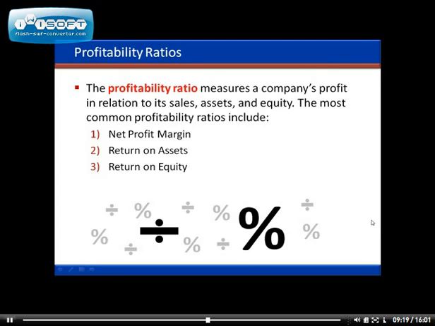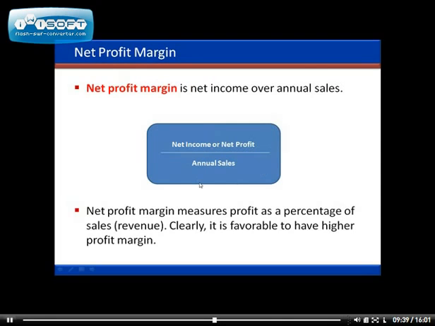All right, profitability ratios. The profitability ratios measure a company's profit in relation to its sales, assets, and equity. And the most common profitability ratios are net profit margin, return on assets, and return on equity. So let's look at net profit margin.